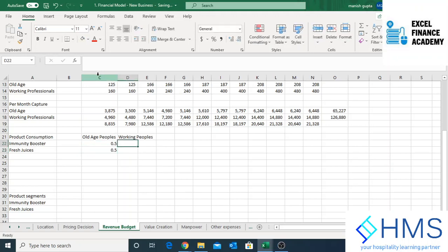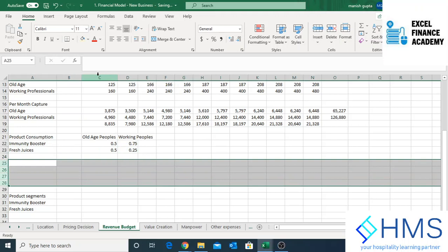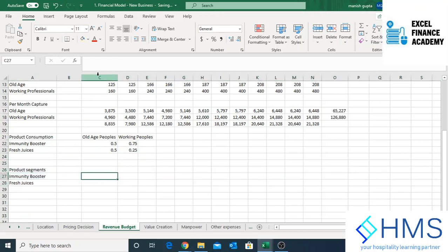But it may be different for working professionals. So working people may buy immunity boosters 75% of the time, and the rest 25% of the time they may buy fresh juices. So now we know how many people there are, so we can easily calculate the product market. If the old age people are total, they will be buying immunity boosters. So immunity boosters for this plus the working professionals into immunity boosters.